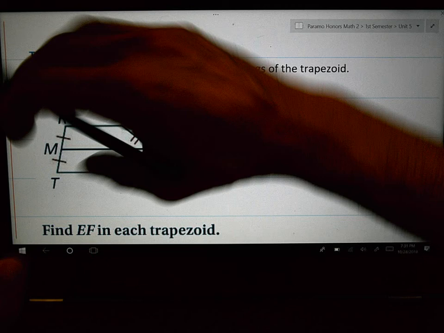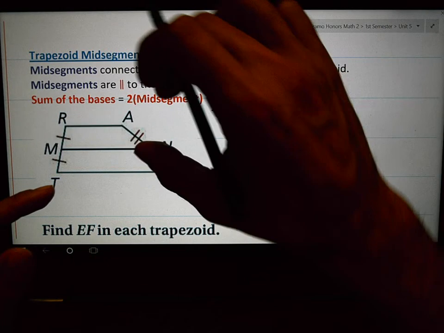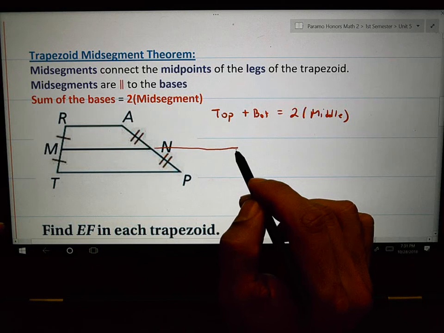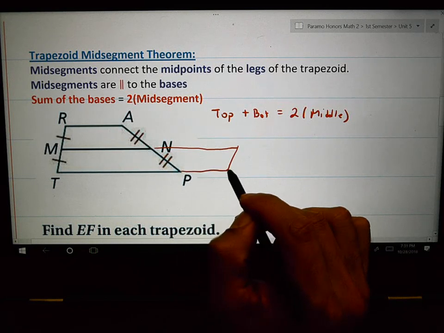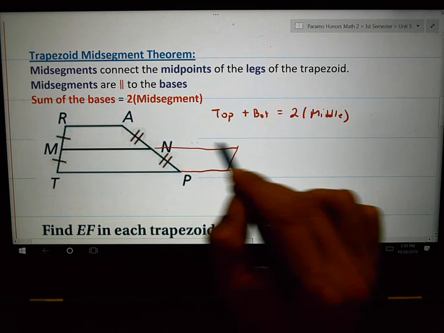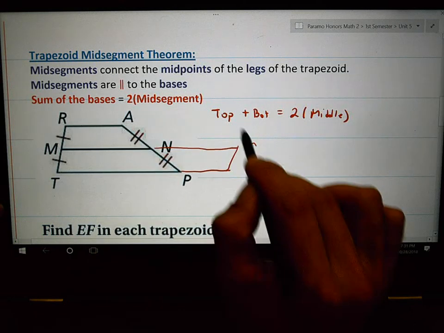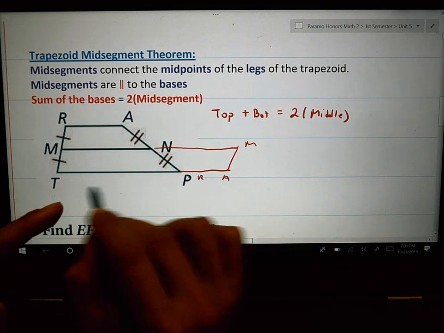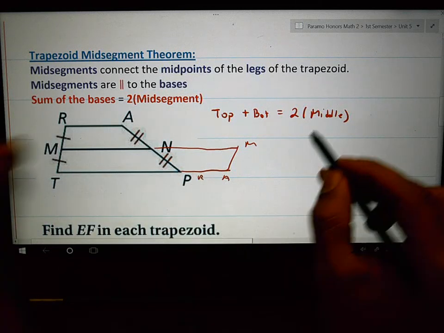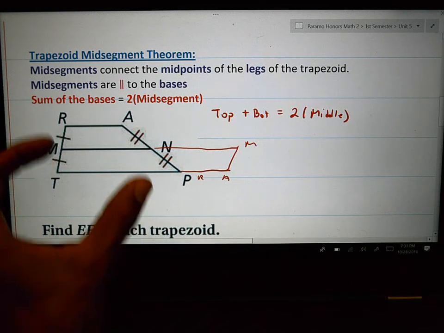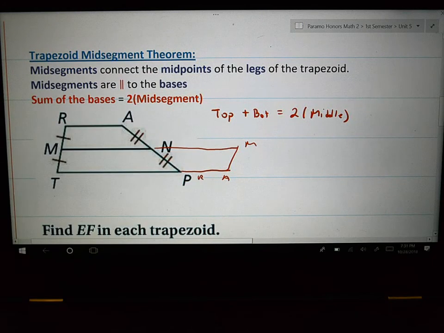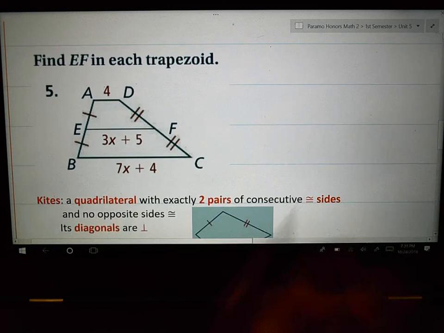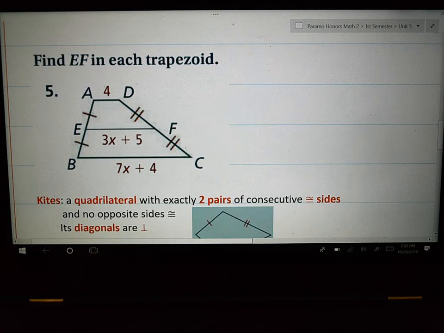If you can imagine taking this top piece and rotating it around until that top piece was right there, what you would create is this MN and another MN, because that distance would go there, and then this is RA right there. RA plus TP would equal 2 of these MNs. If you're a visual person, that should make sense to you. We'll do some problems like that. For example, number 5. This is in your textbook. Feel free to do it.